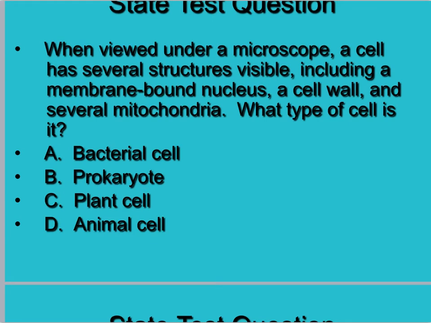When viewed under a microscope, a cell has several structures visible, including a membrane-bound nucleus, a cell wall, and several mitochondria. What type of cell is it? Well, because it has a nucleus, I can automatically eliminate prokaryotic and bacteria, because prokaryotic and bacteria are the same thing. So when I look, does it have a nucleus? And so that tells you if it's prokaryotic or eukaryotic. So it has a nucleus, so I know it's eukaryotic. Now, if it has a cell wall, then hopefully you would pick plant cell, because animal cells do not.